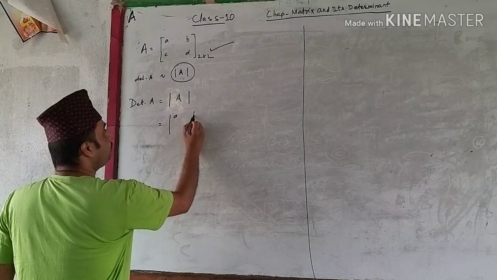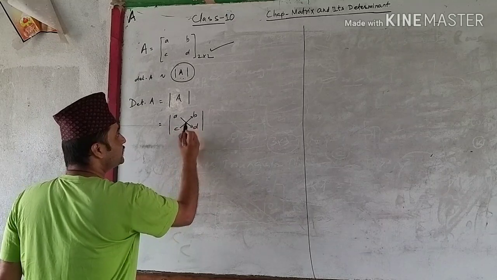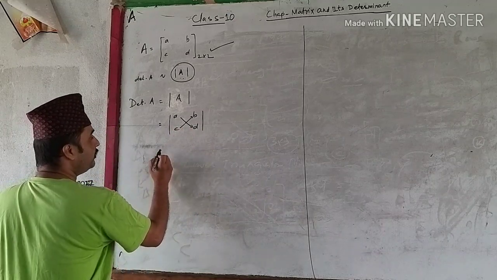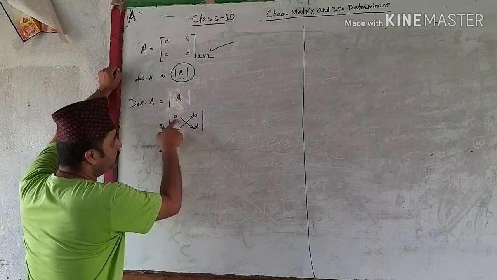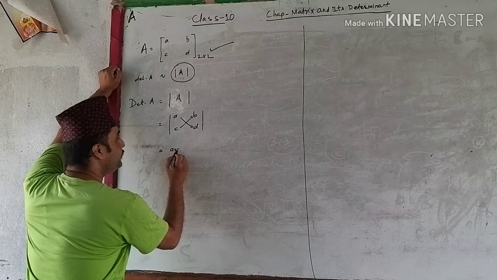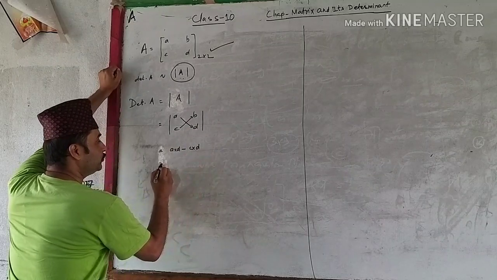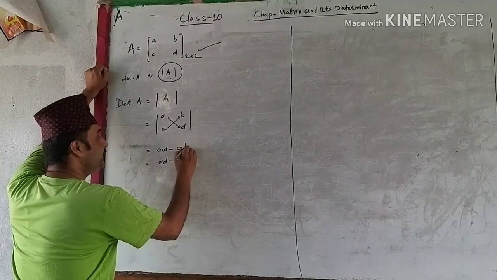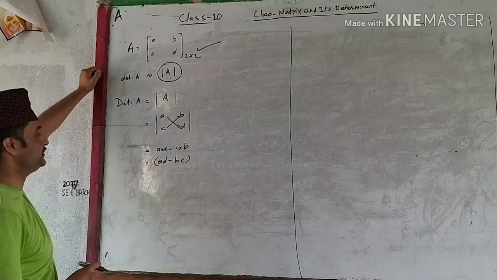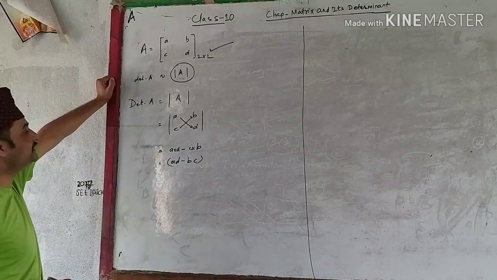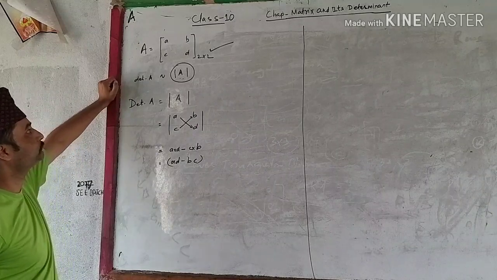Now write a, b, c, d, its elements, and give the arrow signs. Now what will we do? We will multiply crosswise, from left top to right bottom: a into d. When it goes up, it becomes minus c into b. So the answer is ad minus bc. This is the determinant of the matrix A.